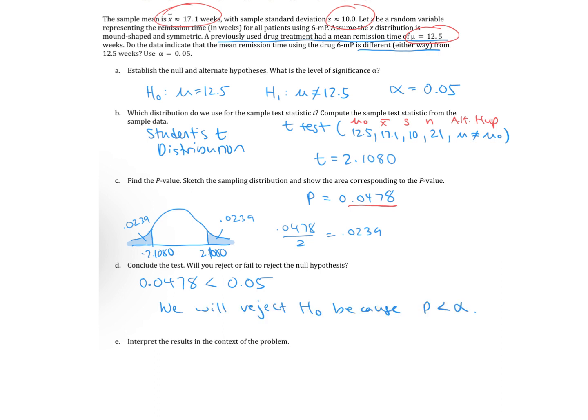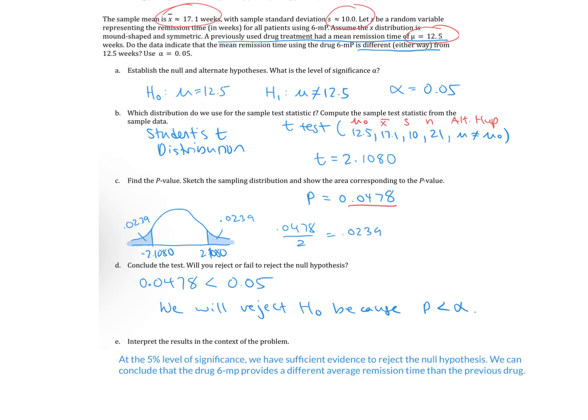And then we need to interpret the results in the context of the problem. At the 5% level of significance, we have sufficient evidence to reject the null hypothesis. We can conclude that the drug 6-MP provides a different average remission time than the previous drug.